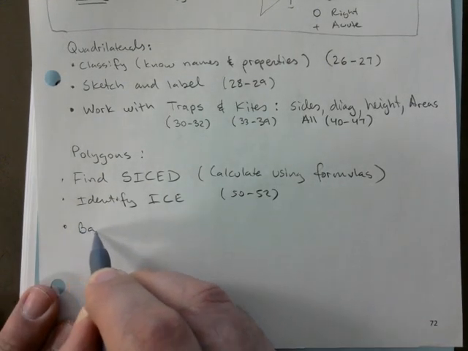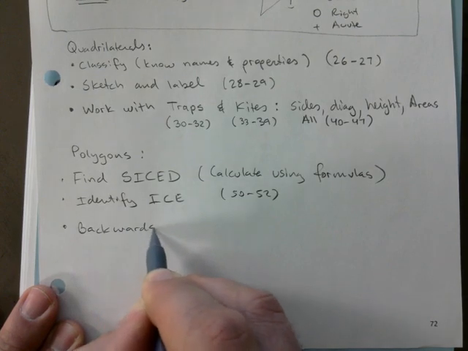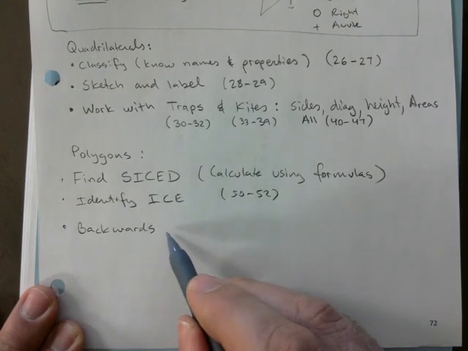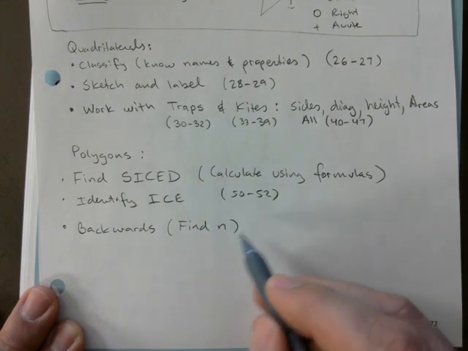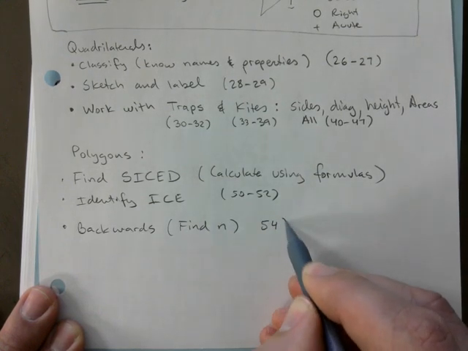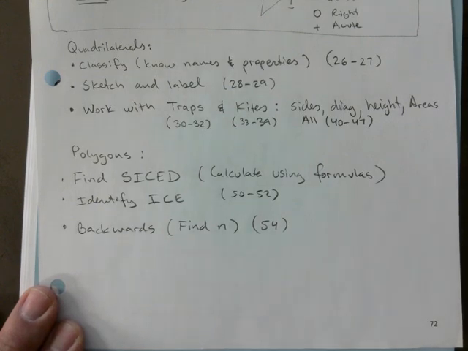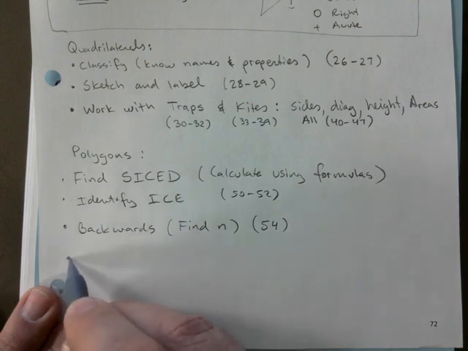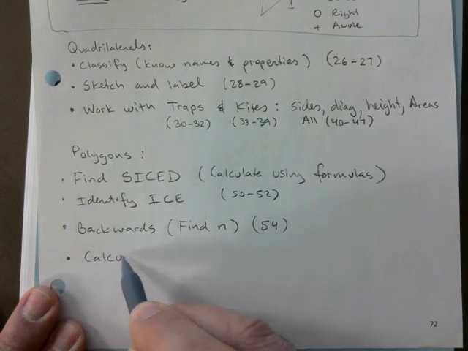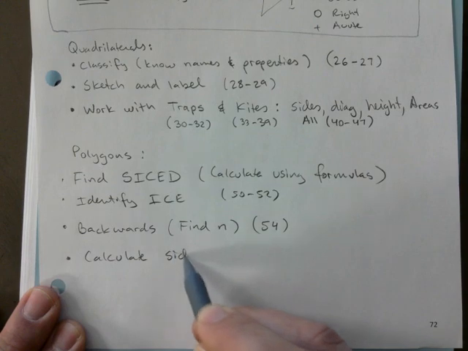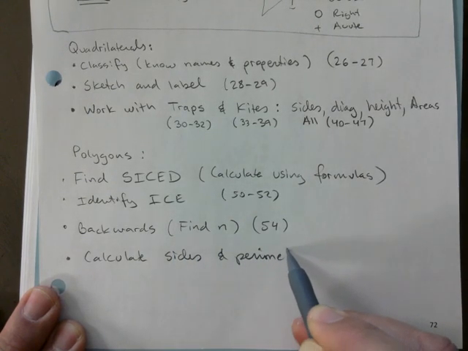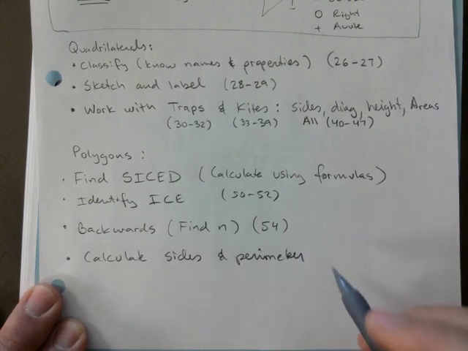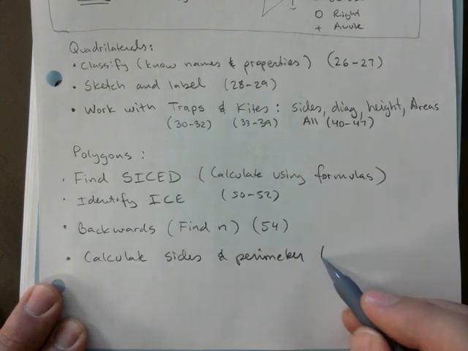You need to be able to do backwards examples. Find n, basically calculate n. There are more pages, but I will just say page 54. Calculate sides and perimeter. (57 to 59).